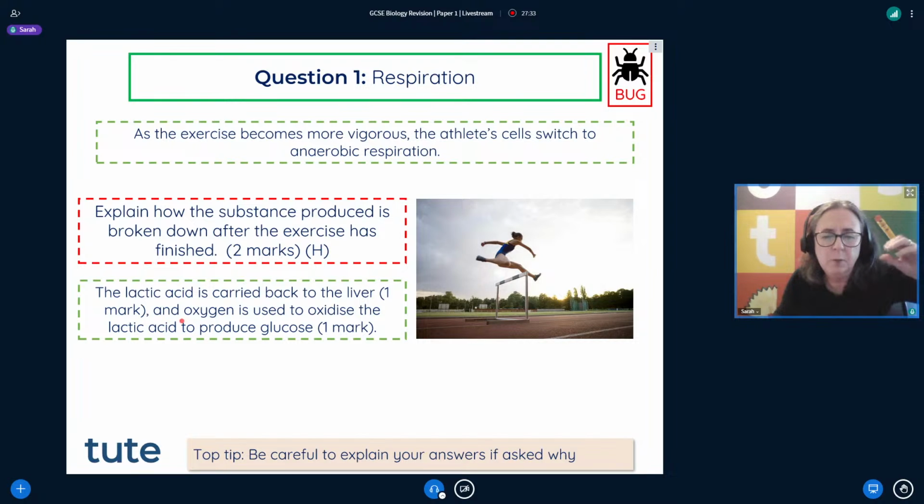And basically then, when it gets to the liver, that's where your oxygen from your oxygen debt is required. You keep breathing hard after your exercise so that oxygen can be brought to your liver to oxidize the lactic acid, and it converts it to glucose again. Because one of the things we know about anaerobic respiration is it doesn't produce as much energy as aerobic respiration. Why? Because the glucose isn't fully broken down in anaerobic respiration. It just gets as far as lactic acid. But you can build that lactic acid back up to glucose in the liver.